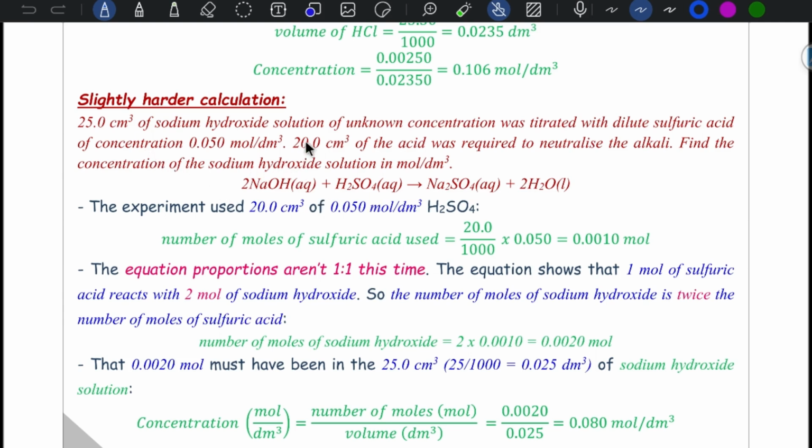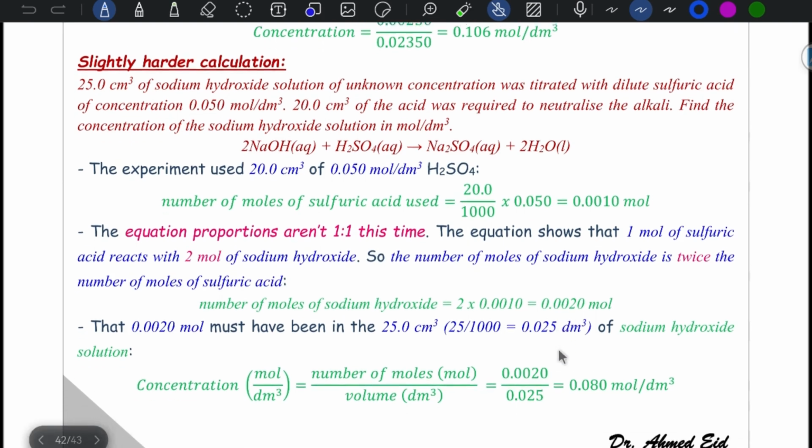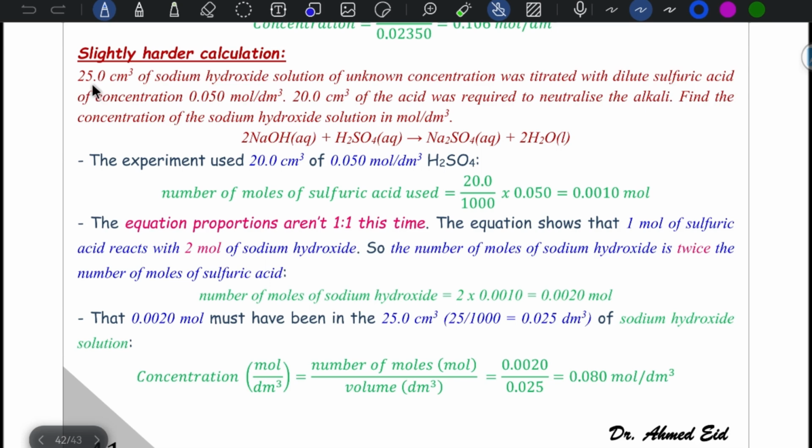He found that 20 of acid divided by 1000 multiplied by concentration gives 0.001 mole. Remember, 0.001 mole is of the acid, so it must be multiplied by 2 to get moles of NaOH. Now we have moles of NaOH and we have volume 25, but it must be divided by 1000. So you will get 0.002 divided by 0.025. You will get 0.08 mole per cubic decimeter for NaOH.